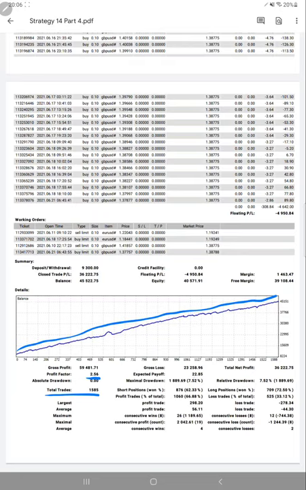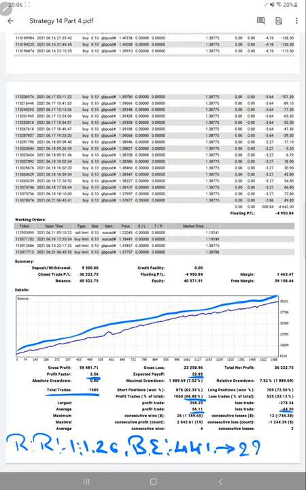Expected payoff is also 22.85, and the risk reward for this strategy is nearly, we can say, RR is 1:1.26, and the break even ratio is 44%. And if we compare with the current accuracy, that is 66%, we are up by 22% than the requirement. So this is how we are consistently making the profit.